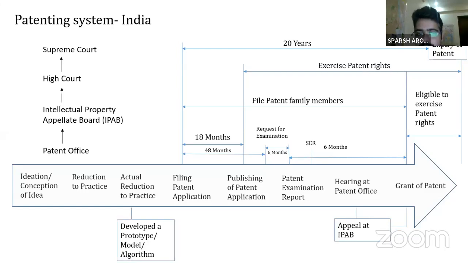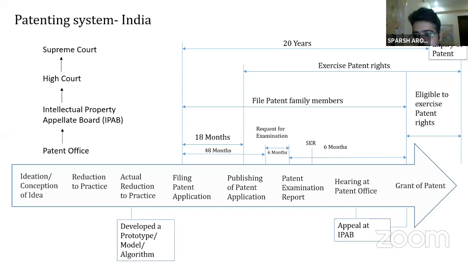You can appeal that, based on my understanding of the invention and technology, this should have been granted a patent. And you can reach out to the Intellectual Property Appellate Board, which is an appellate board at a status higher than the patent office. And then you can file a request over there for an appeal. And then in certain situations, the examiner's decision may be overturned in your favor and you can get a patent grant.